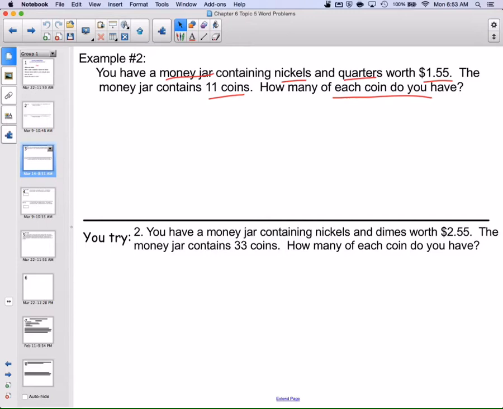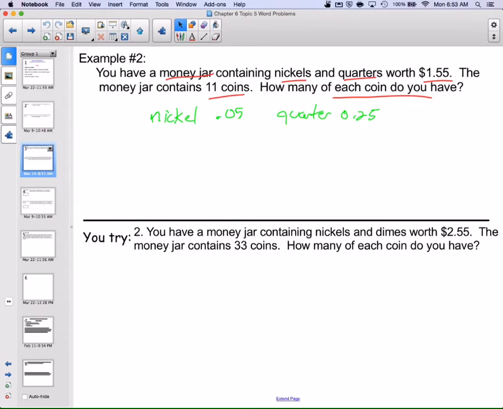So for the first one, we could do it a couple different ways. We could write it as nickels, which are 5 cents or 0.05 of a dollar. So write nickel, and then quarter, 0.25 of a dollar, okay? Or we could think of everything in terms of pennies, just multiply everything by 100. Let's stick with it this way.